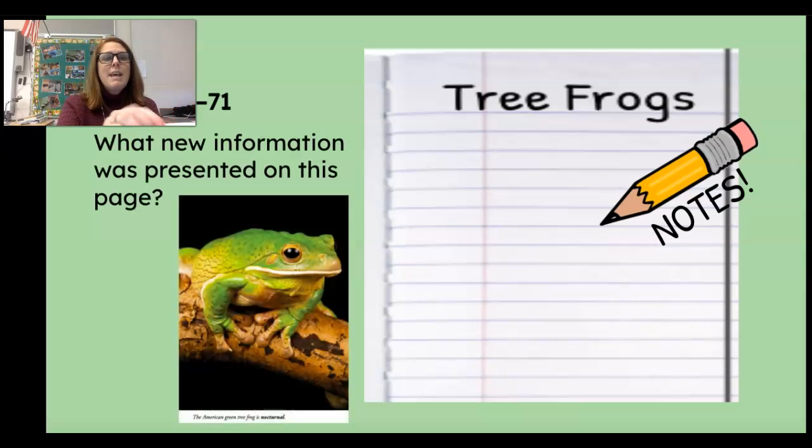Let's look at pages 70 and 71. Again, we're listening for new information, big ideas. If you do see one, don't worry. They are pretty friendly. They are easy to catch too. If you catch one, it might sit on your hand or crawl around on your back. You will probably only find them at night because they are nocturnal. This means they sleep during the day and are active at night.